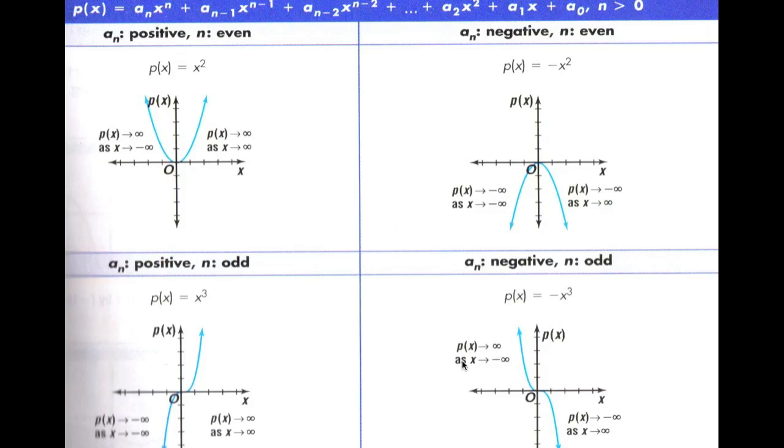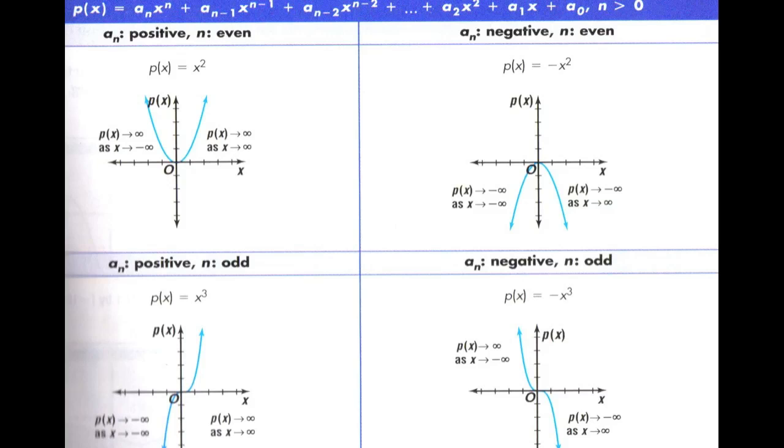So as x goes to negative infinity, your y value is going to go to positive infinity. As x goes to positive infinity, f of x, or in this case p of x, goes to negative infinity, goes down. So you've got positive even, positive odd, and negative odd. This is it. When we're talking about end behavior of polynomials, there are no other options. The four choices here are what's going to end up being there.